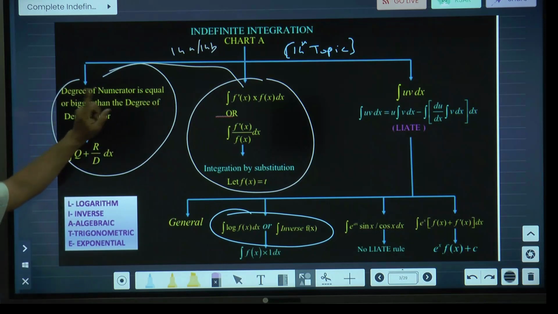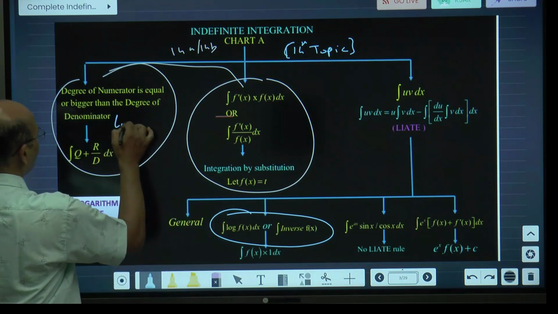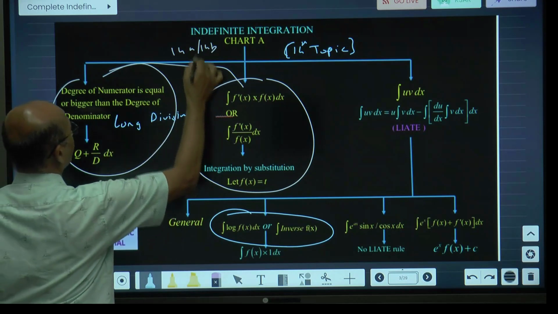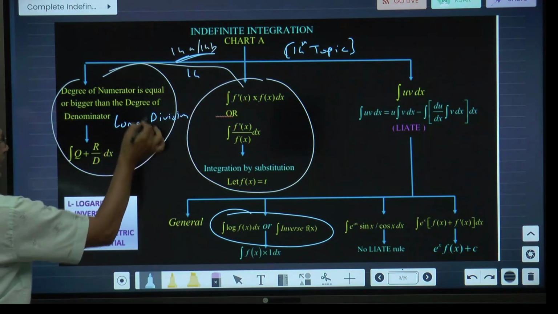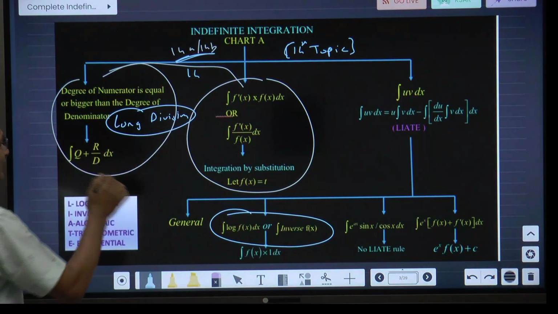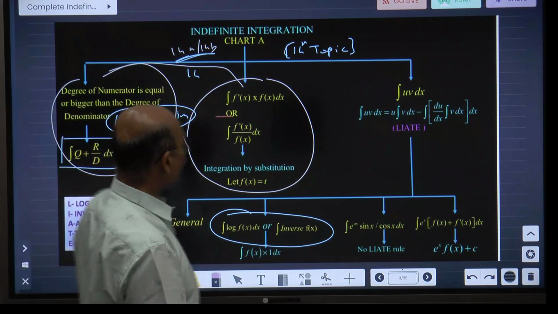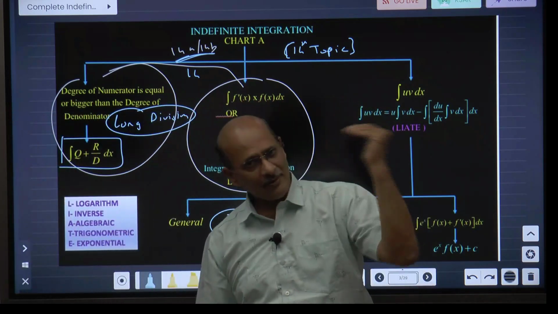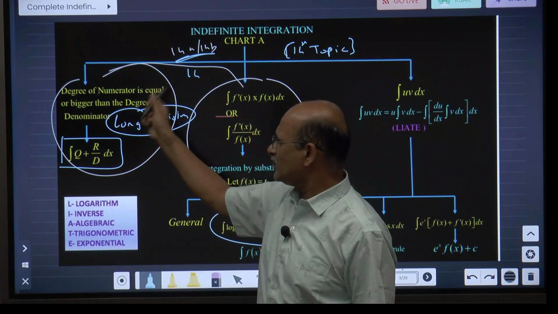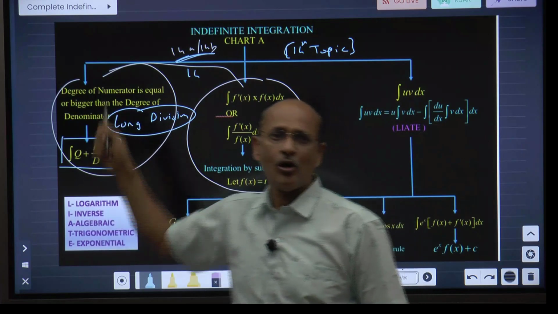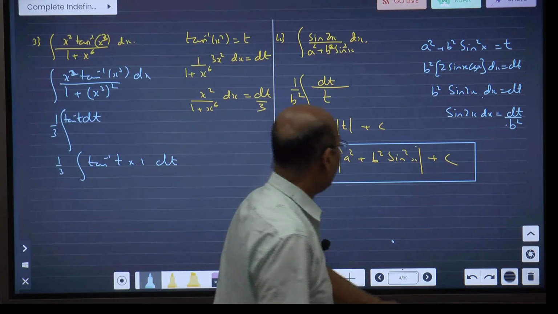The next case, what is it mentioning here? The degree of the numerator is equal to or bigger than the degree of the denominator. We do long division. This is 14a, 14b I mentioned here. After doing the long division, you write the answer as quotient plus r upon d, and then integration becomes very easy for us. So keep that in mind. Whenever the degree of the numerator, degree meaning the maximum raised power, is equal to or bigger than the degree of the denominator, you can use this technique of long division. Let us have an example put across.